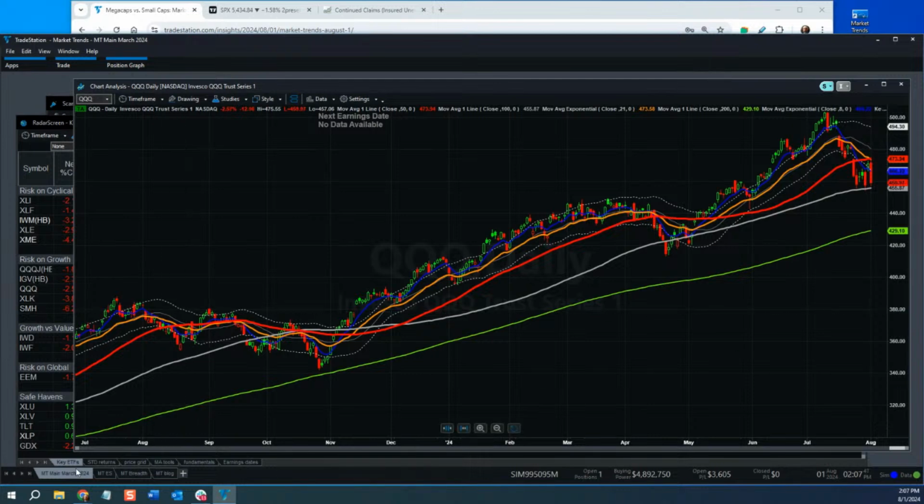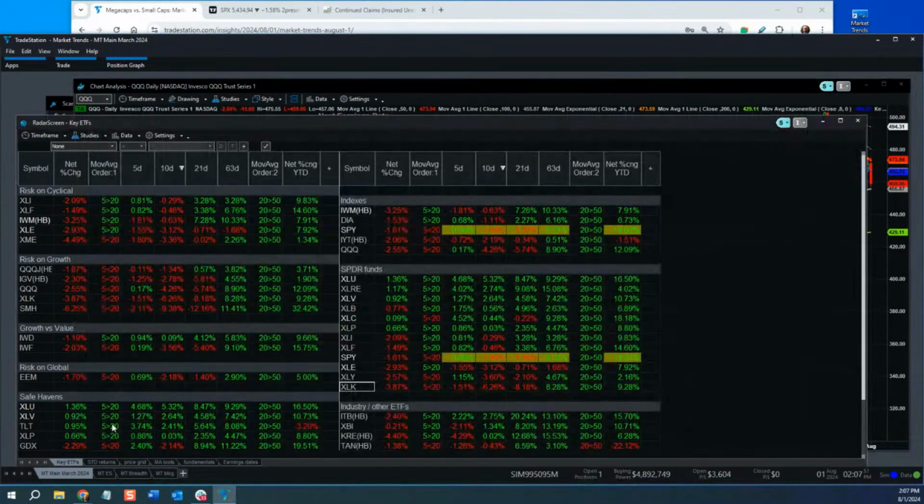Now I did want to mention, I was just on my MT main. I like to look at how the sectors are actually performing. And I mentioned the safe havens. I think that was the most important thing to start with.